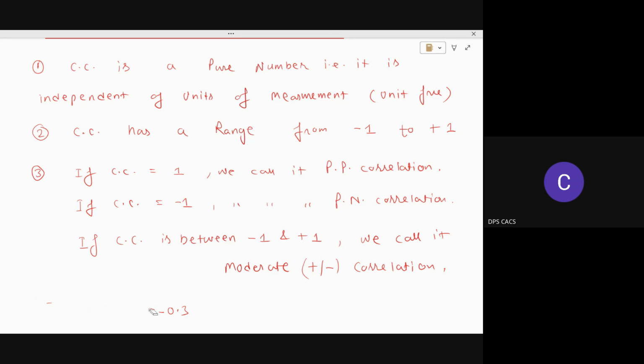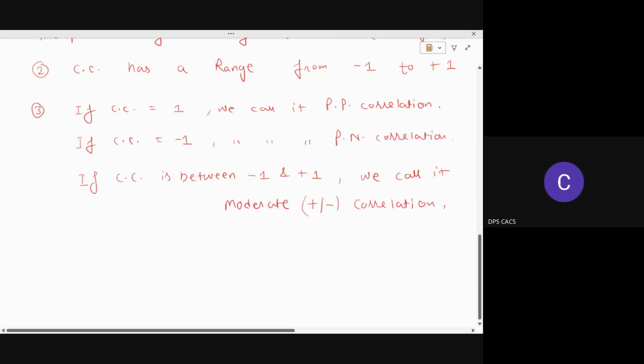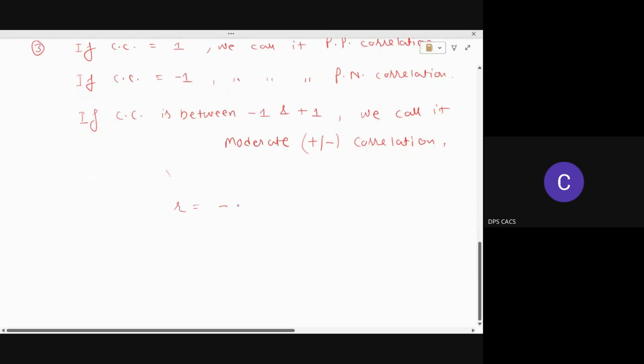Now, if they give you that R is minus 1.75, what kind of correlation is that? Invalid. You will mark the data as invalid. They will give you one option of that. R minus 1.75 is not possible, so you will mark data invalid. They will provide you the option. Okay? Because the range is minus 1 to plus 1. Clear about it? Can I move forward?